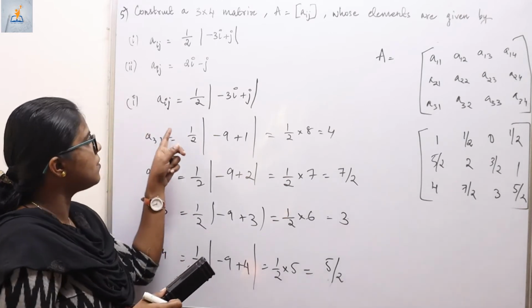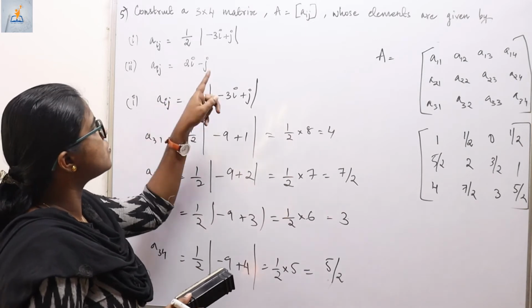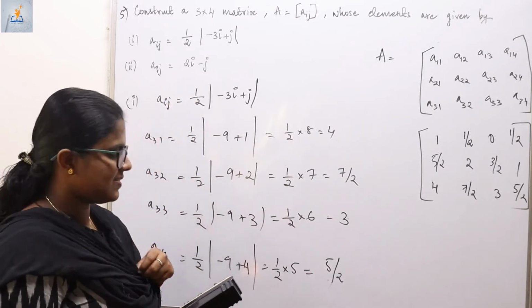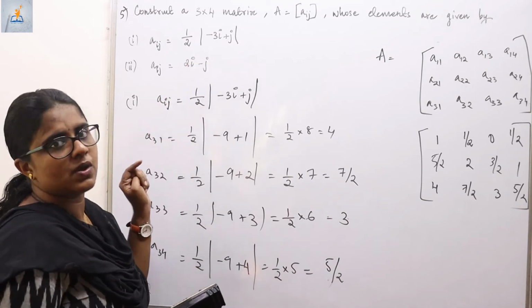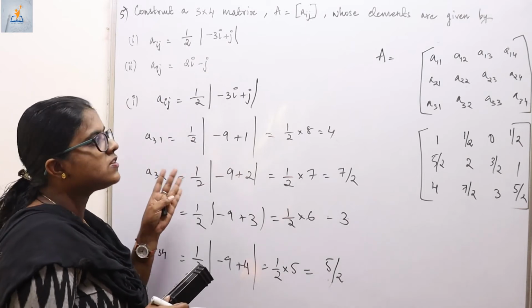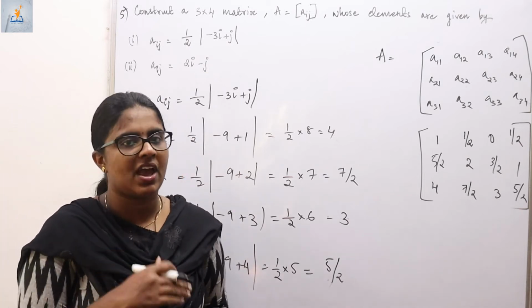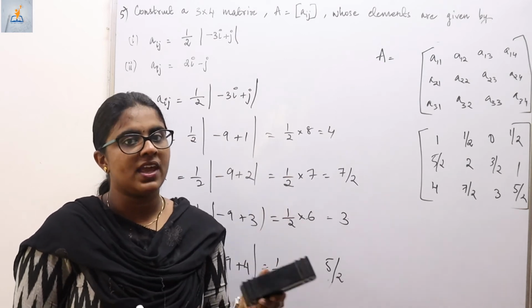So now we have one more question. Aij is equal to 2i minus j. This question is similar to this one. The only change is the general form is 2i minus j. So this one you can do by yourself, and if you have any doubts you can ask in the comment section. So this is for doing by yourself.